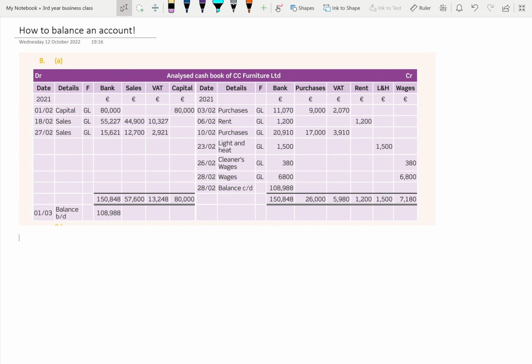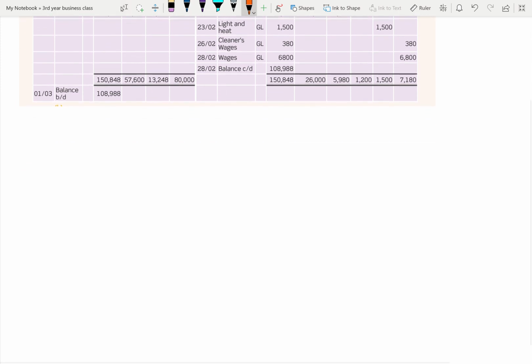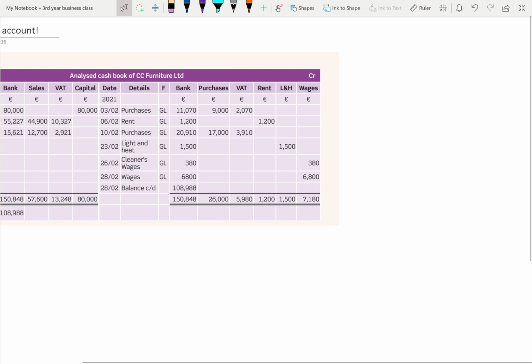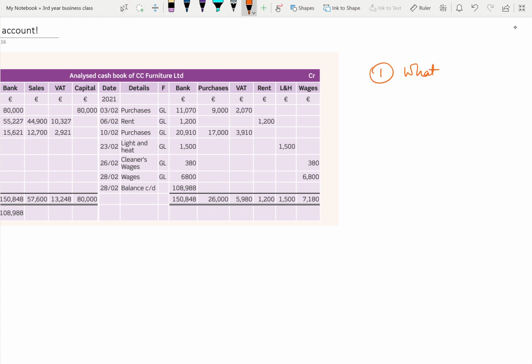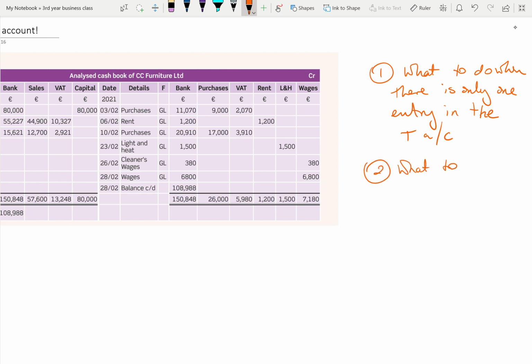Alright guys, we're going to try and go through how to balance an account now because I think there's some confusion about what you need to do. I'm going to show you 3 different situations. We're going to look at, let me just put the note up here at the side: 1, what to do when there is only one entry in the T account, and 2, what to do when there is more than one entry.